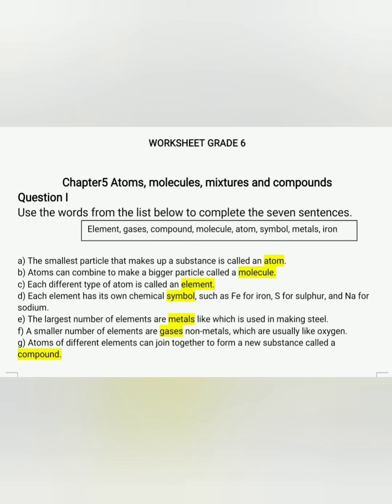The smallest particle that makes up a substance is called an atom. Atoms can combine to make bigger particles called molecules. Each different type of atom is called an element. Each element has its own chemical symbol. The largest number of elements are metals. A smaller number of elements are gases. Atoms are combined together in the form of compounds.